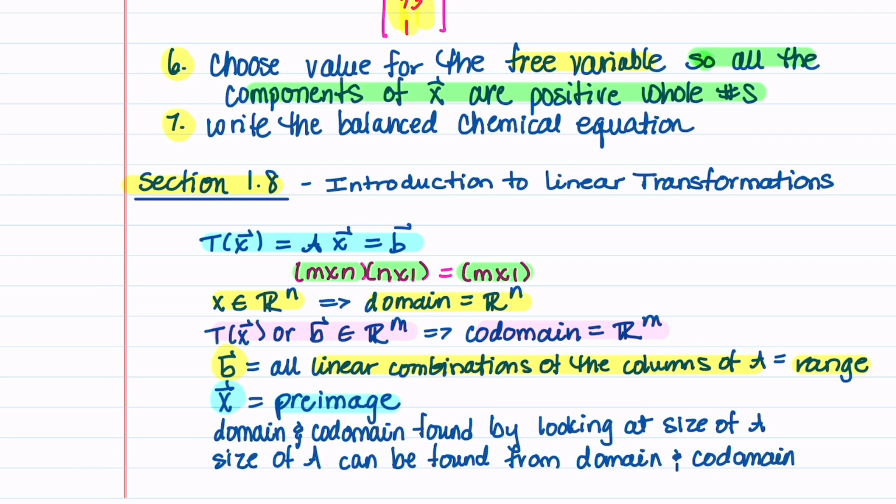When you need to find the domain and codomain, you can look at the size of A and then figure out what the size of X is and the size of B is, and that will then give you the domain and the codomain. Alternatively, if you're given A, you can look at the size of A, and from there you can find the domain and the codomain.